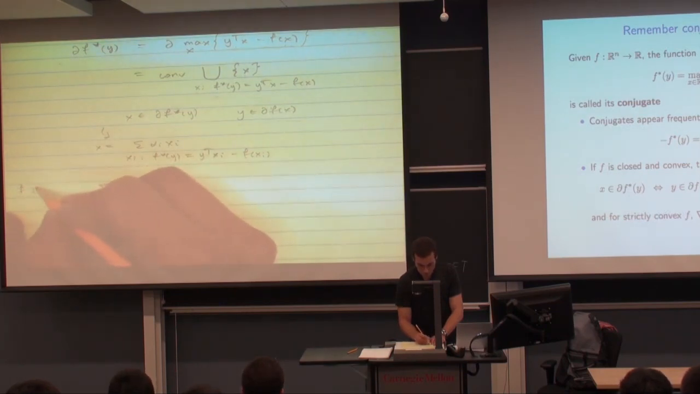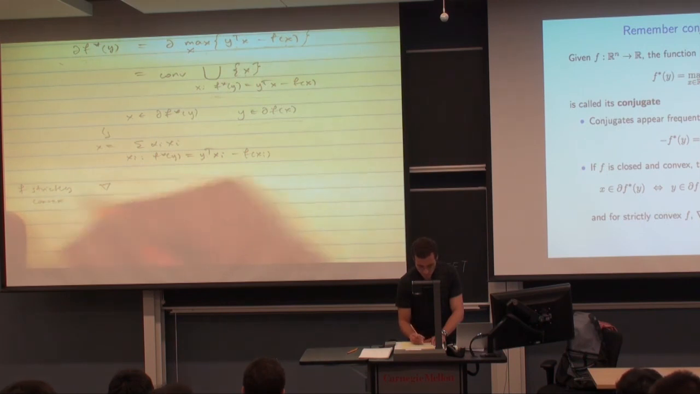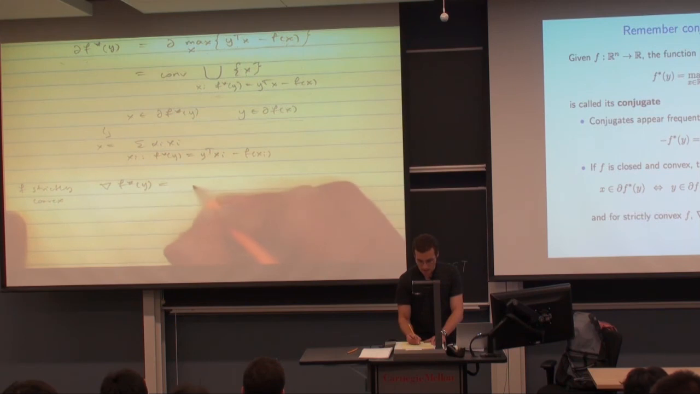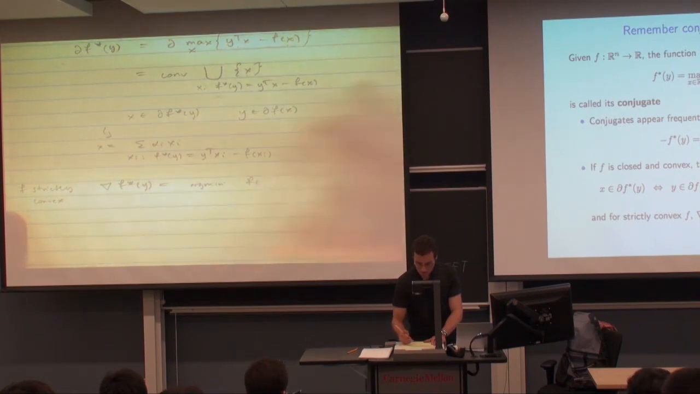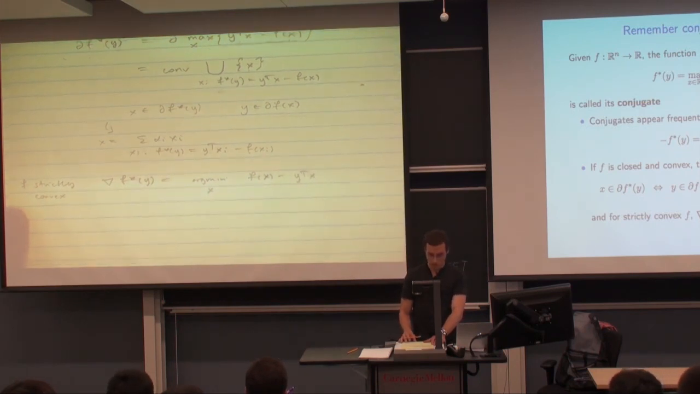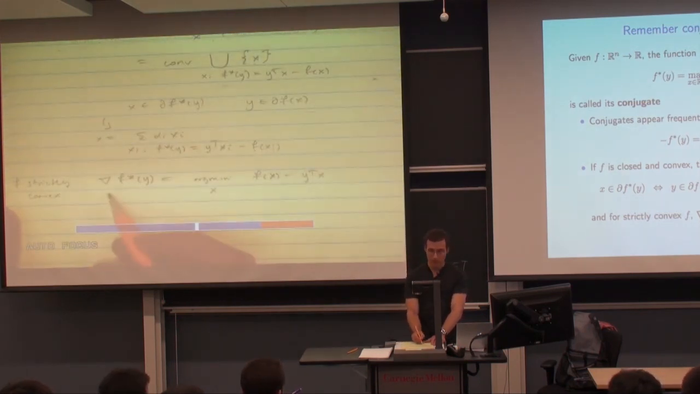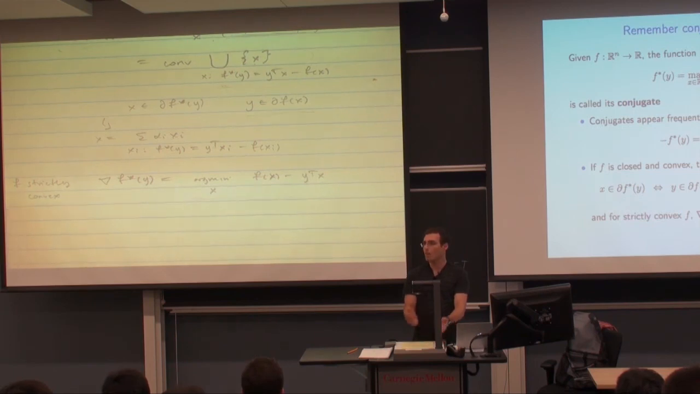If f is strictly convex, then the gradient of the conjugate function at y is just exactly the point that minimizes, you could write it over x, that minimizes f of x minus y transpose x. Okay, so if I wanted to get a gradient of f star, I could solve a minimization problem, and it would tell me what a gradient is.